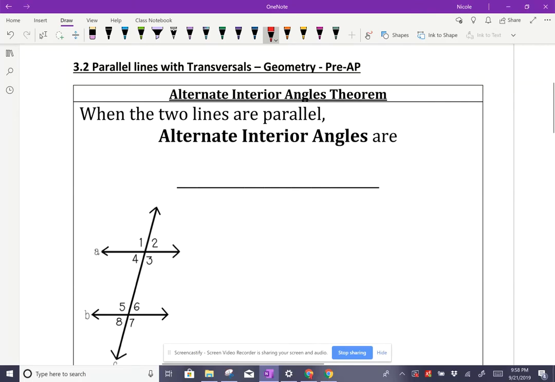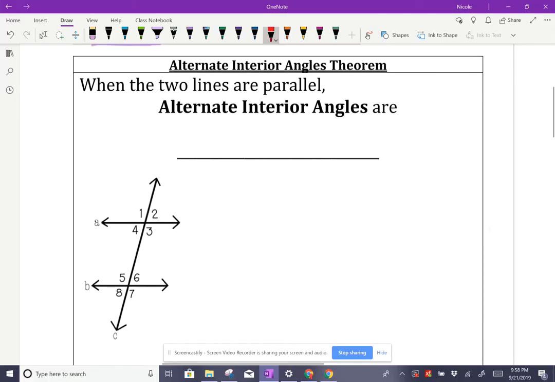All right, as we move into 3.2, parallel lines with transversals, one thing to note is that everything we are dealing with here has parallel lines involved. So all of these rules and all of these definitions that we're going to learn about today have to do with parallel lines. If the lines are not parallel, then these specific theorems are not true. We cannot state the things we're about to learn if they are not parallel.